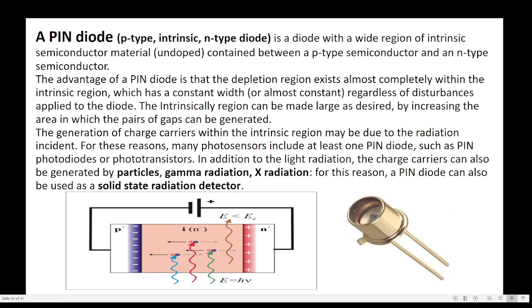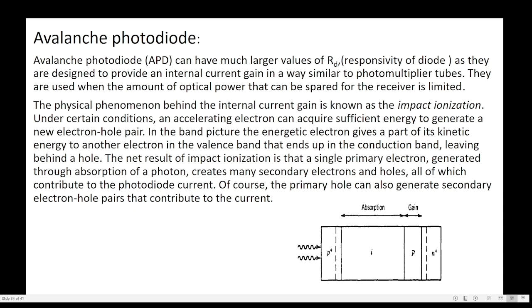For these reasons, many photosensors include at least one pin diode, such as a pin photodiode or a pin photodetector. In addition to light radiation, the charge carriers can also be generated by particles, gamma radiation, alpha radiation, and so on. The second type of photodetector is the avalanche photodiode or avalanche photodetector.